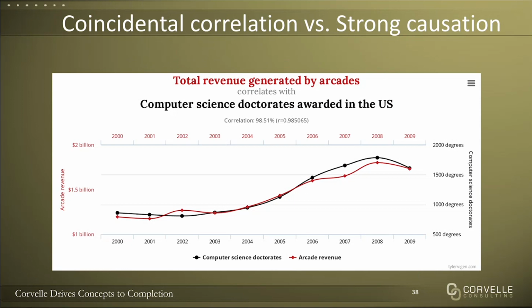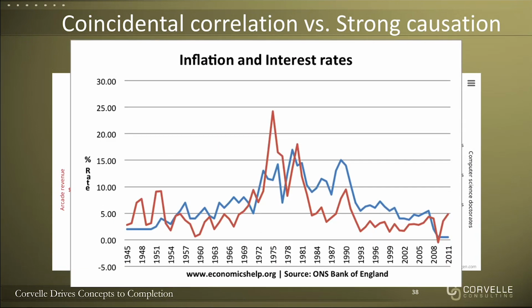There's another one, coincidental correlation. One time series is the total revenue generated by arcades, and the other is the number of computer science doctorates awarded in the USA. Well, notice how closely they correlate. There's no relationship between these two whatsoever. So we should avoid that. What we need to do is have something called strong causation. So here's an example of two time series, inflation and interest rates, and we can tell a strong story around how they are related. There's a clear relationship between these two variables where there wasn't on the previous one.